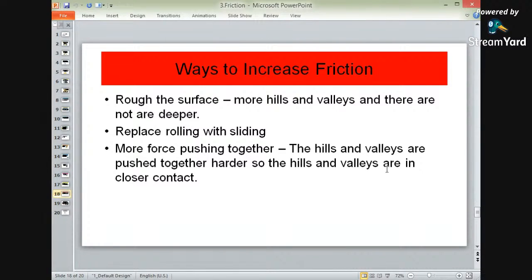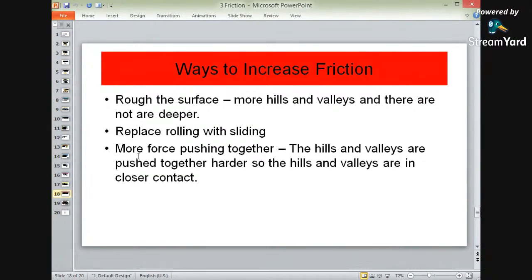The rougher the surface, the more the friction will be. Rub the surface to make more hills and valleys, and deeper ones. Replace rolling with sliding. When we replace rolling with sliding, that means we are replacing less friction with more friction. So when we replace rolling with sliding, in this case we can increase the friction.